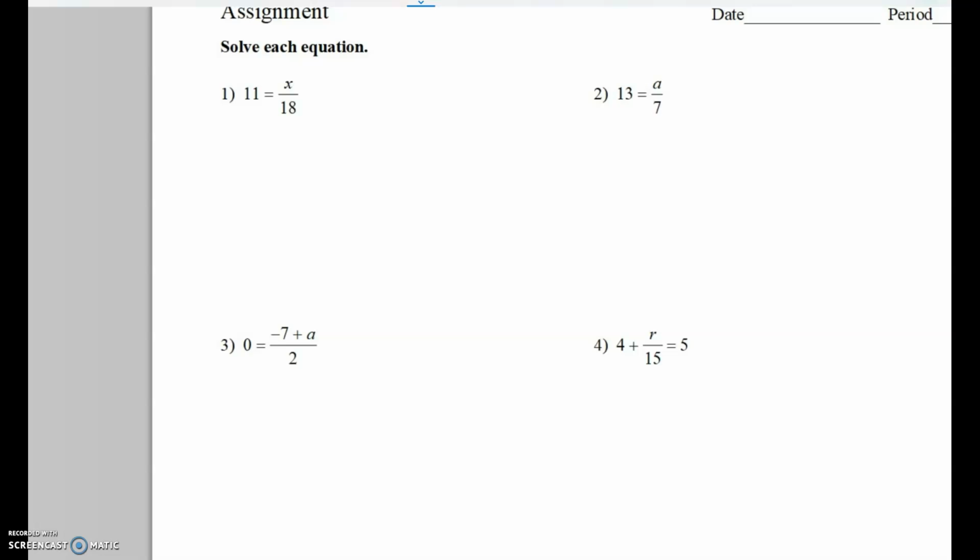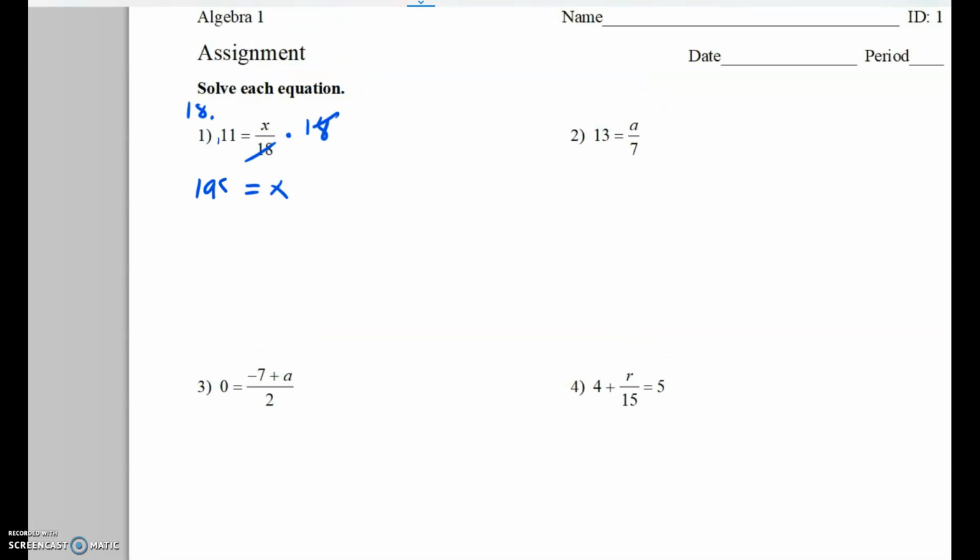All we're trying to do is isolate the variable. Remember, that's your goal every time. Isolate the variable, get it by itself. In question number 1, x is being divided by 18. To get rid of it, I need to multiply by 18 to both sides. On your notebook paper, show that you are multiplying by 18 to both sides, which eliminates the 18. Then we need to figure out what is 18 times 11. Looks like it's 198. One-step problem, we're done with that. 198 is equal to x.